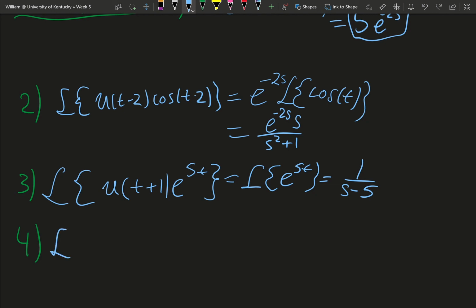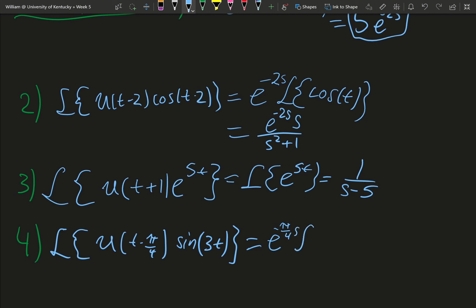And then lastly, we'll look at something like this. It's not obvious here what the shift is, or how this is somehow a shifted function, so we have to use the other rule, which says it's equal to e to the negative pi over 4 s times the Laplace transform of sine of 3 times t plus pi over 4.